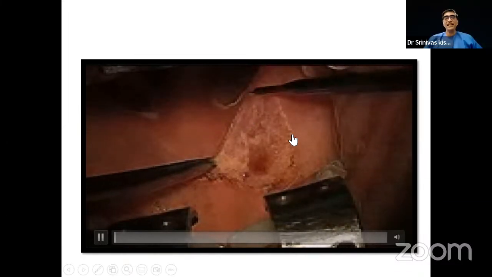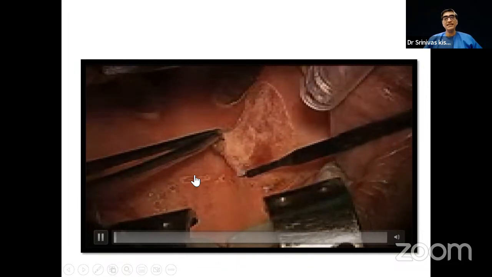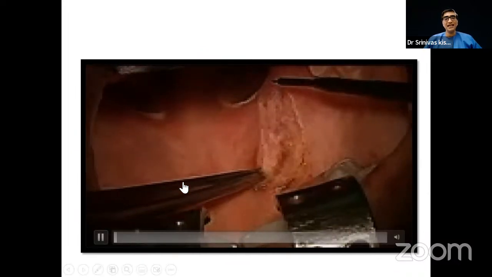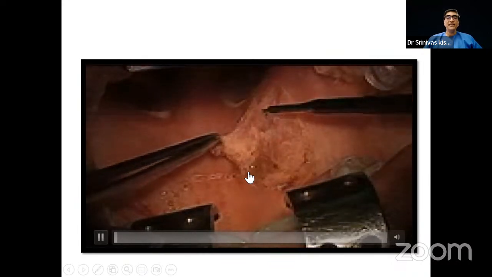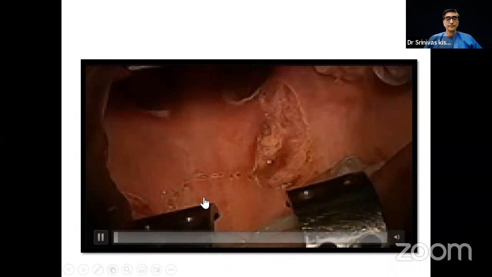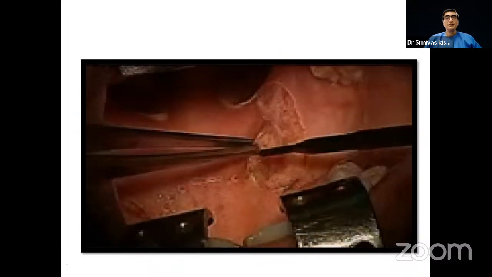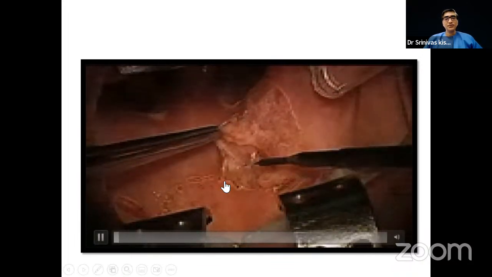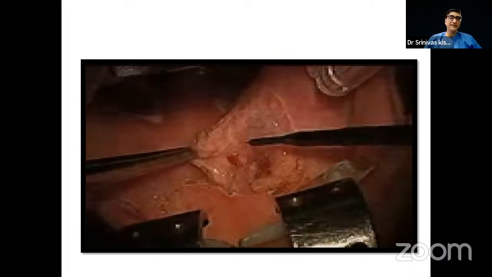So now I'm creating, this is the lateral part. This is the median part. I'm using radio frequency, and in all my palatal surgeries, I infiltrate so that you don't get any oozing. This is now the midline. So it's one of the most painful procedures, but extremely gratifying.